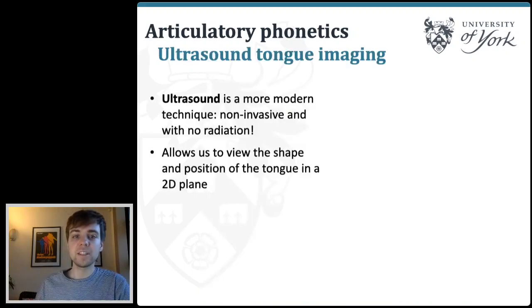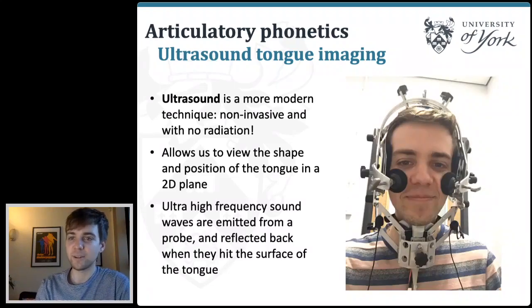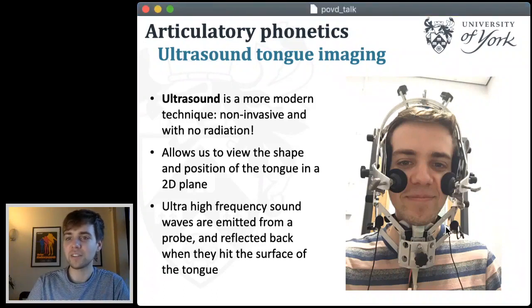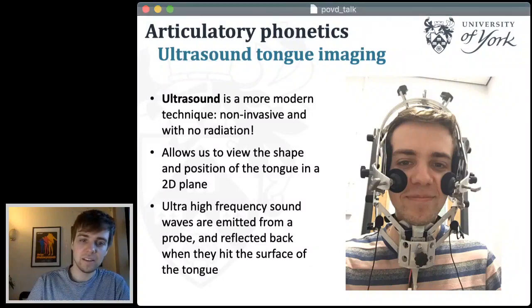Now, another more modern technique is ultrasound tongue imaging. So this is much better than X-ray, mainly because it doesn't emit any harmful radiation, which is good. But it kind of works in the same way. It shows us a kind of 2D cross-section of the tongue. It looks like this. This is modelled by me a few years ago. So this scary looking kind of head cage that you have to wear, that's really just to stabilise the ultrasound wand, which is held here underneath the chin.